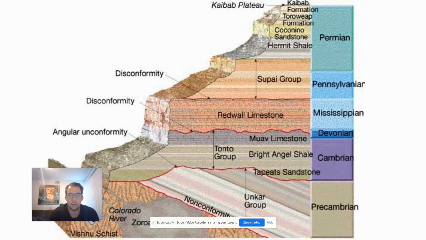So here's an image of the Grand Canyon, and based on what we just talked about with relative dating, this top layer is going to be the youngest layer of rock of the Grand Canyon, and it's just going to get older and older as we go farther and farther down.